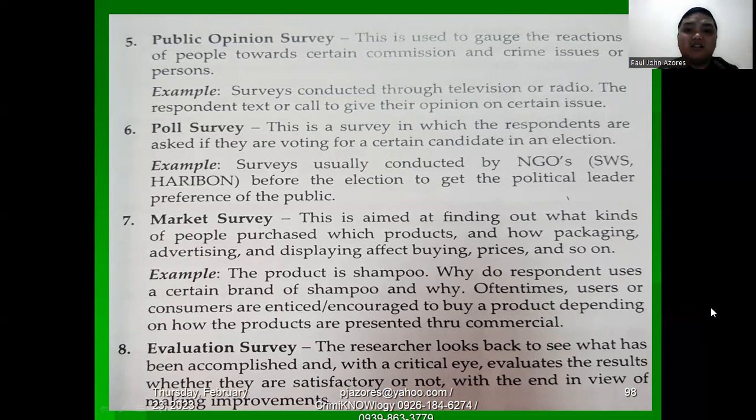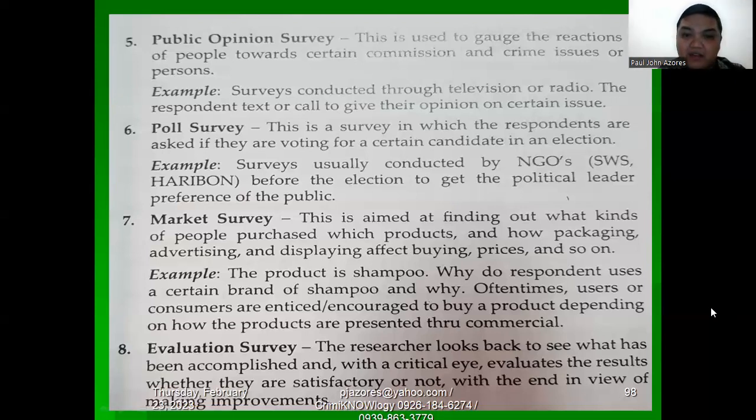Poll survey. This is a survey in which the respondents are asked if they are voting for a certain candidate in an election. This is conducted usually by the SWS, Haribon, and other agencies before the election, so that we can know who are the leading, what are the preferences of the public among the candidates.